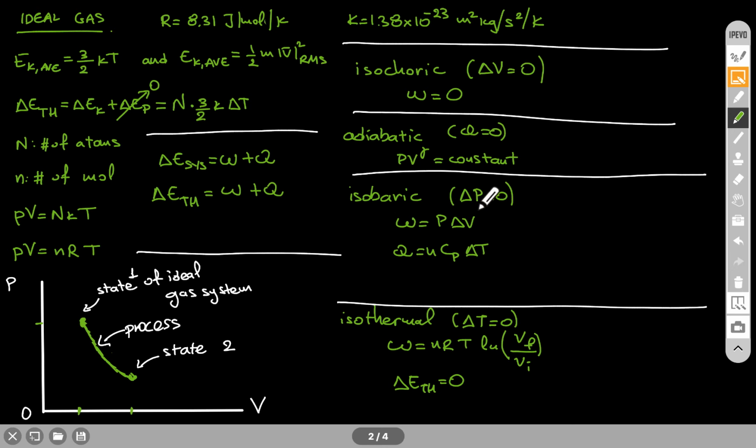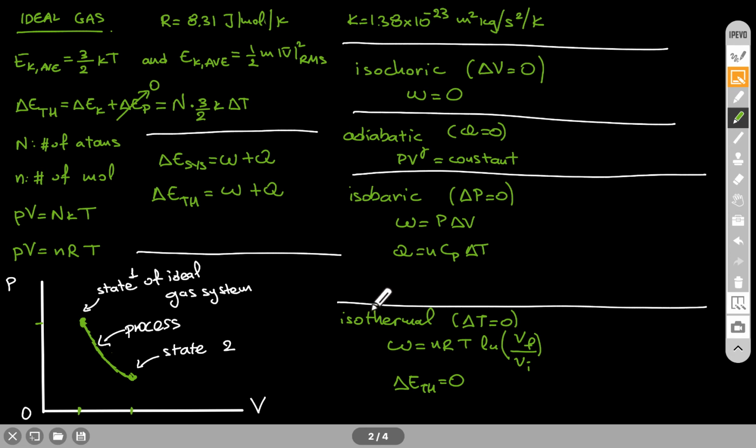So for an isobaric process, the work done by the gas can be calculated as the pressure times the change in the volume. And also Q, heat, can be calculated as the number of moles times the specific heat under constant pressure times the change in the temperature.